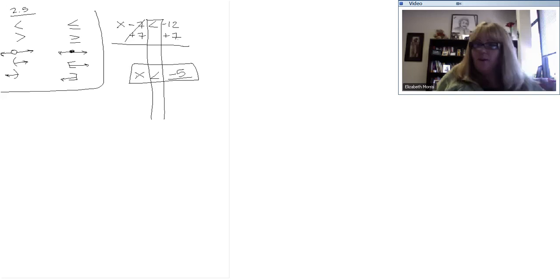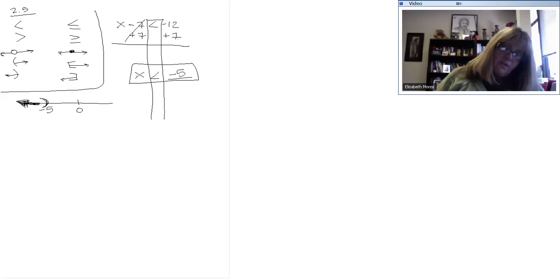But when you have an inequality, you can't just give the answer. You also have to show the graph and give the interval. Now the graph would look like this. It's less than negative 5. Is it equal to? No. So we're going to use a parenthesis. It's less than negative 5, so it's everything this way. That's the graph.